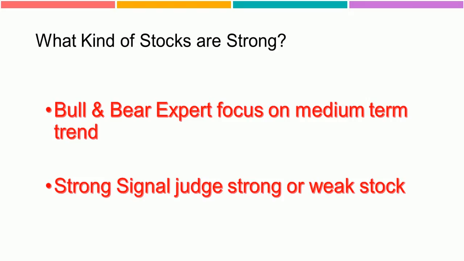Then what kind of stocks are strong? Today I will teach you the 2 functions to analyze the strong stocks. What kind of stocks are strong? Bull and bear expert focuses on the medium-term trend. Then strong signal judges the strong or weak stock. So today I will teach you how to combine bull and bear expert with strong signal to catch strong stocks.